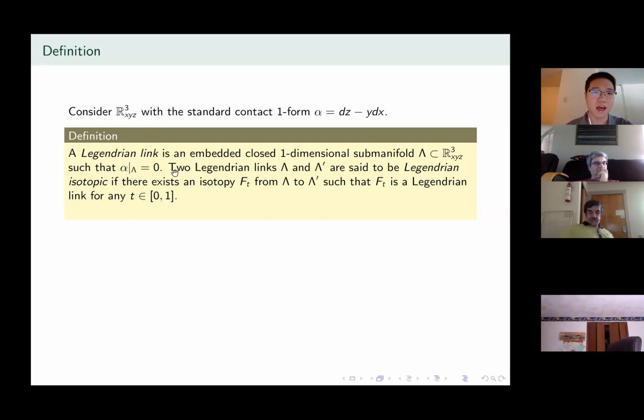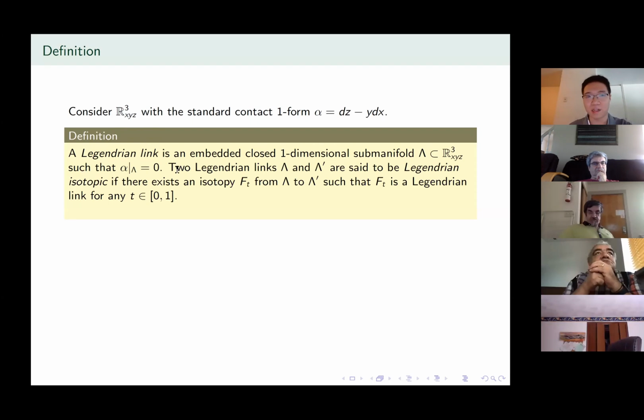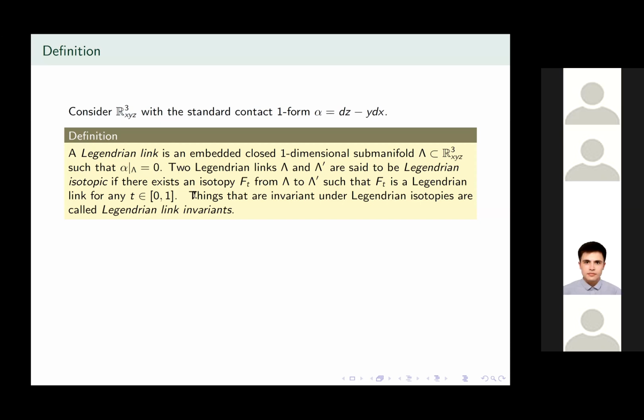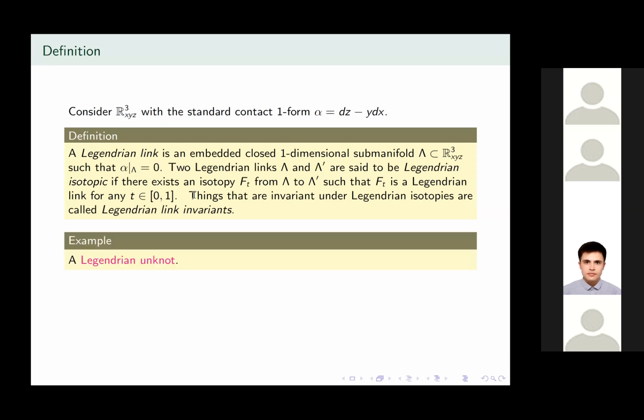Two Lagrangian links are said to be Lagrangian isotopic if there exists an isotopy from one to the other, such that it's slightly stronger than being topologically isotopic. There are Lagrangian links that are isotopic as topological links, but not as Lagrangian links. So Lagrangian isotopy is strictly stronger. Things that are invariant under Lagrangian isotopies are called Lagrangian invariants, so we put an adjective in front: Lagrangian link invariants.